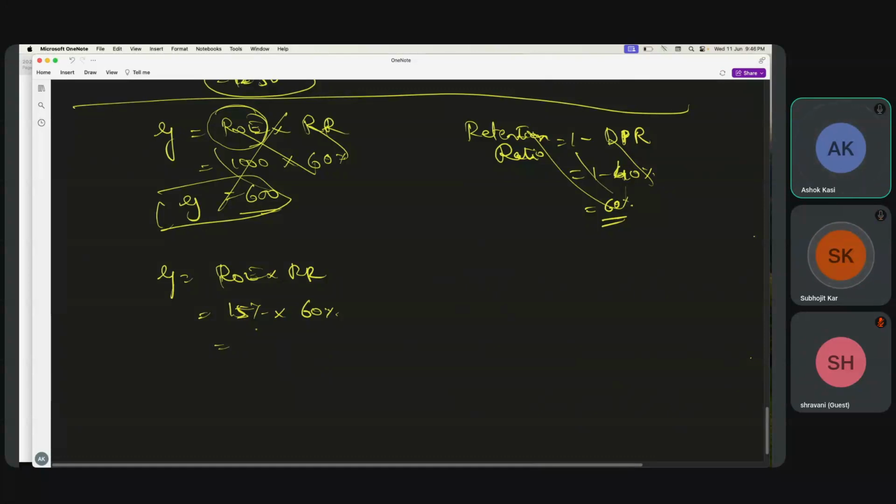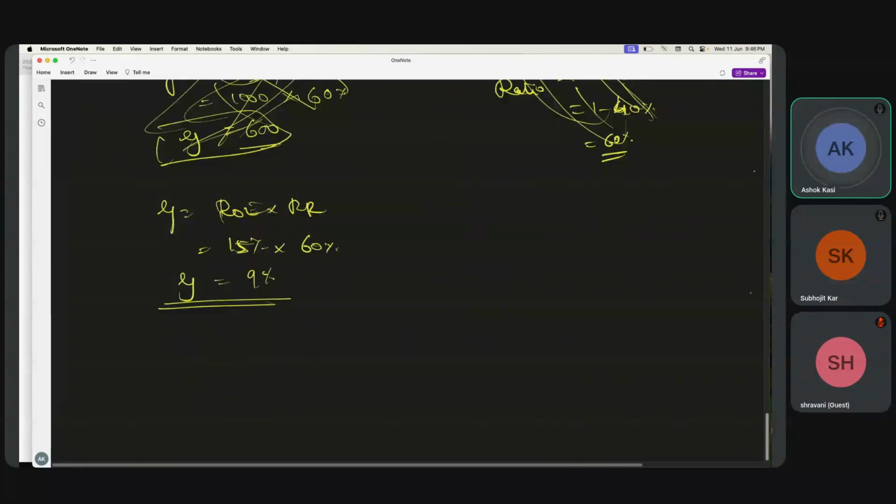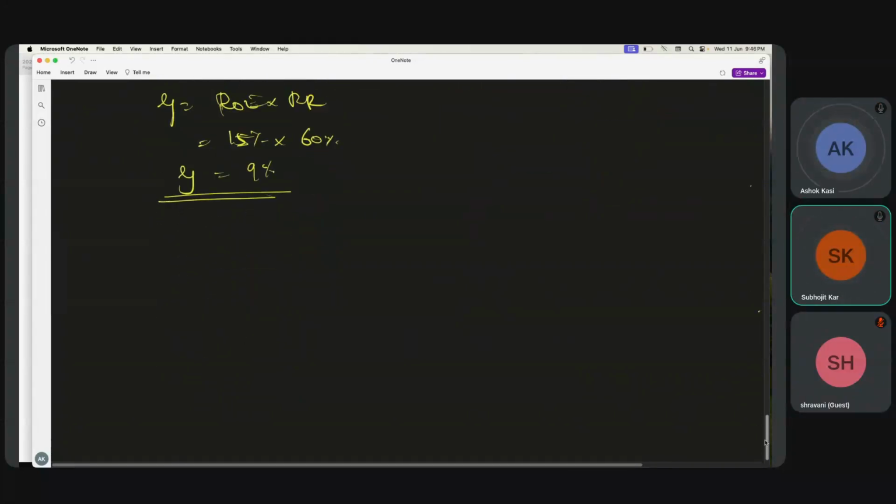9%. So growth is 9 percentage. Okay, you leave this one here. I used all amount. So this is fine. Growth is 9 percentage. Yes, I'll write it.